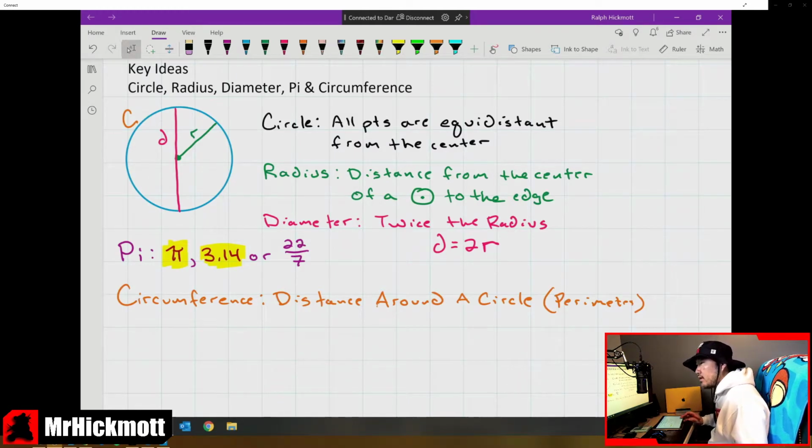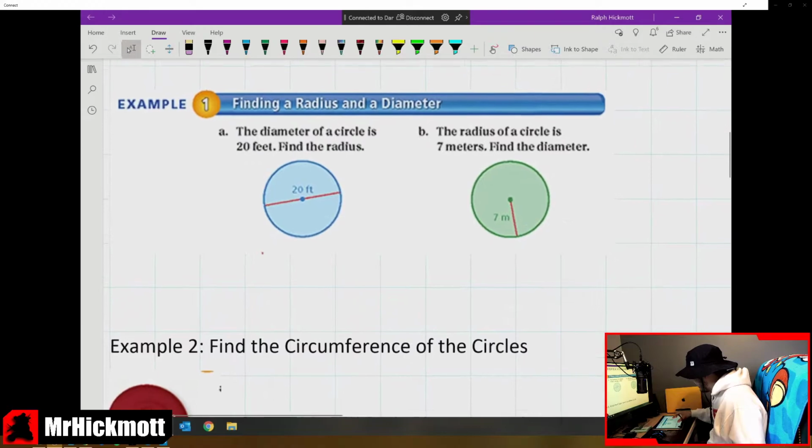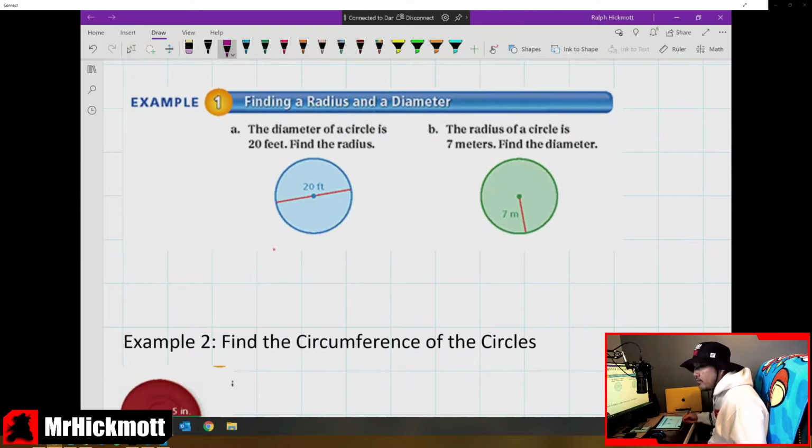At this point, pause and catch up if you need to. In about 3 seconds, I'm going to move on to the first example. All right, here we go. Example 1 is very quick. You don't have to write this example down unless you really feel like you need to.